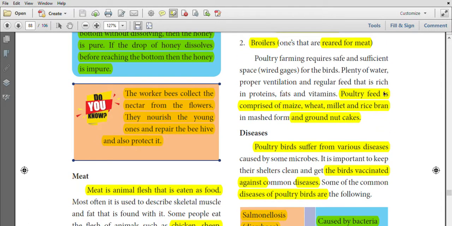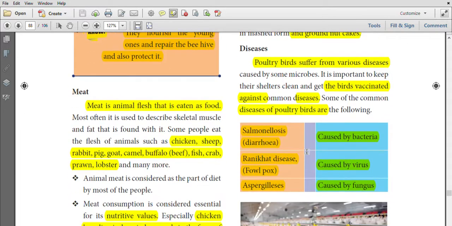Poultry feed comprises maize, wheat, millet, rice bran, and groundnut cakes. Poultry birds suffer from various diseases, so the birds should be vaccinated against those diseases.